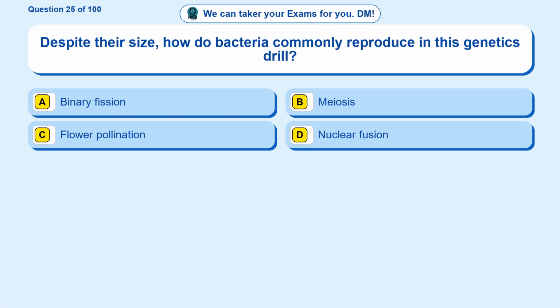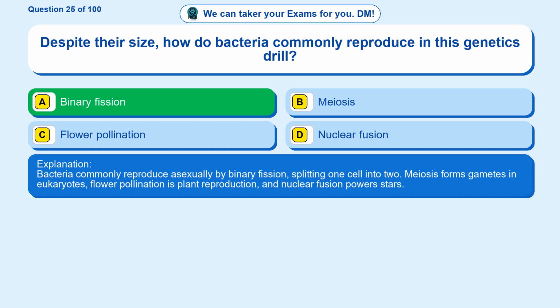Question 25. Despite their size, how do bacteria commonly reproduce in this genetics drill? Option A, binary fission. Option B, meiosis. Option C, flower pollination. Option D, nuclear fusion. The correct answer is option A. Binary fission. Bacteria commonly reproduce asexually by binary fission, splitting one cell into 2. Meiosis forms gametes in eukaryotes, flower pollination is plant reproduction, and nuclear fusion powers stars.